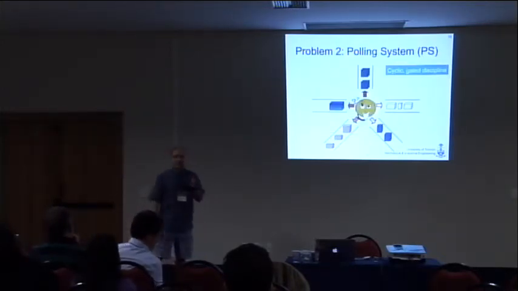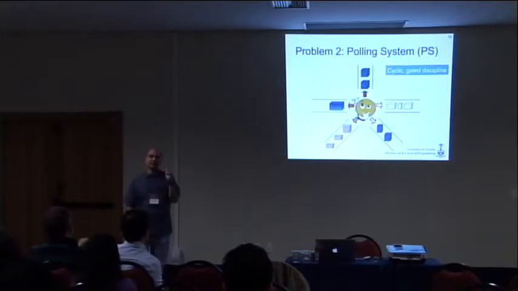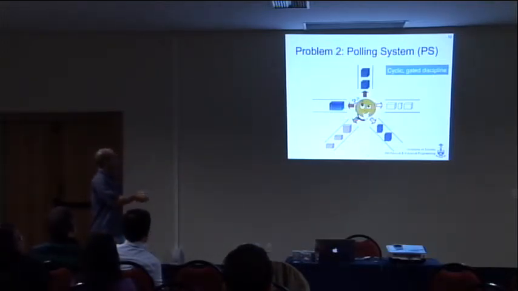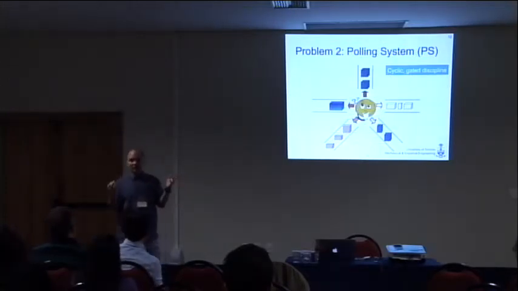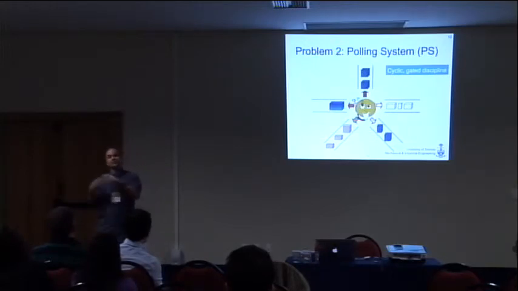The second problem is a polling system, which is, again, a nice queuing theory model. The idea here is we have different queues of jobs coming in. We have a server here, which is somehow going to physically go to a queue, serve the jobs in the queue somehow, switch to another queue, serve some of those jobs, switch to another queue, serve some of those jobs.